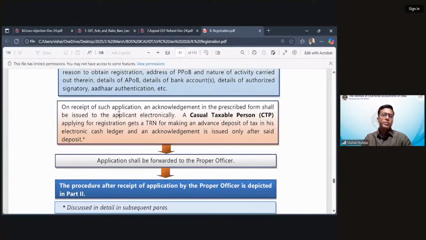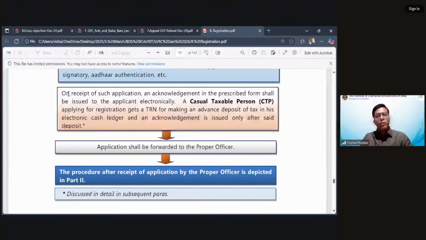Now, all these steps are to be done by the taxpayer, and after filling and uploading all these details, the form goes to the department side. The respective officer who is assigned the role of registration will be going through your form to check and decide upon whether it is valid and complete. But before that, one more thing. On receipt of an application, an acknowledgement in the prescribed form shall be issued electronically.